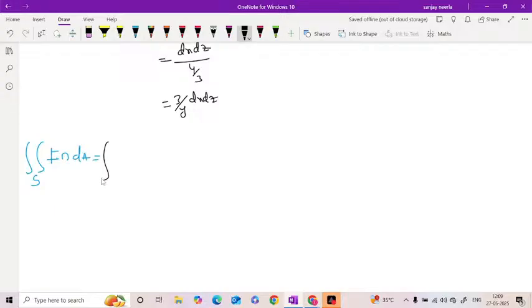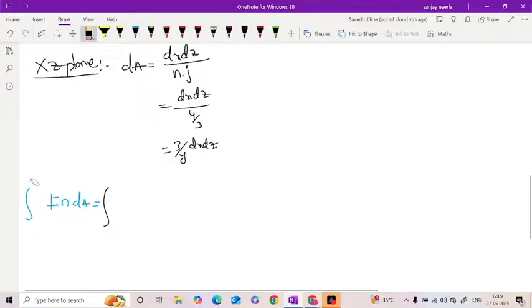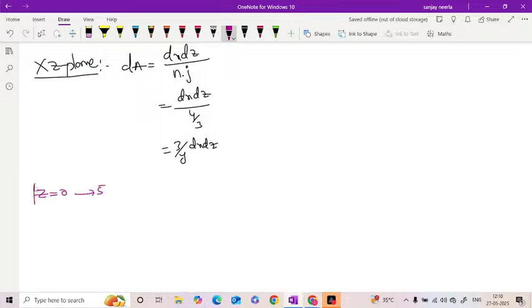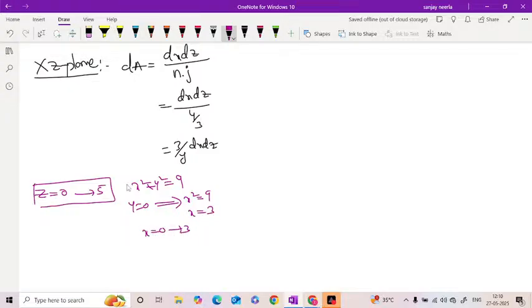what are the x limits and y limits? Already y limits are clearly given. So z limits are already clearly given, 0 to 5, and for x limits, the function is given x square plus y square is equal to 9. So this is the circle, and in the yz plane, y is equal to 0. So y is equal to 0 means x square is equal to 9. Now x is 3. So our x limits are 0 to 3 only.